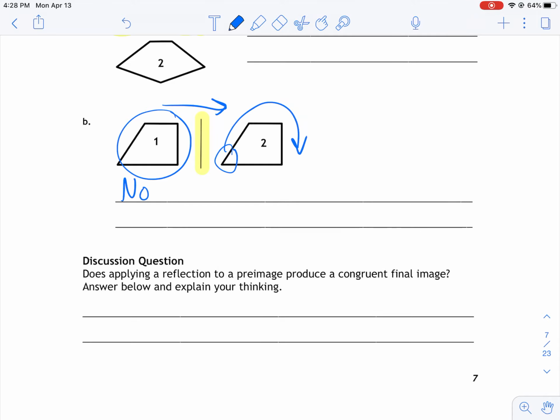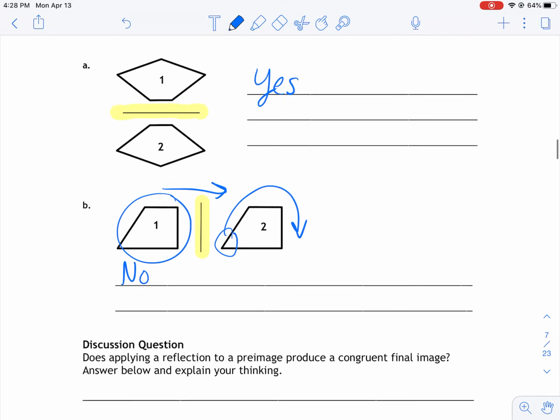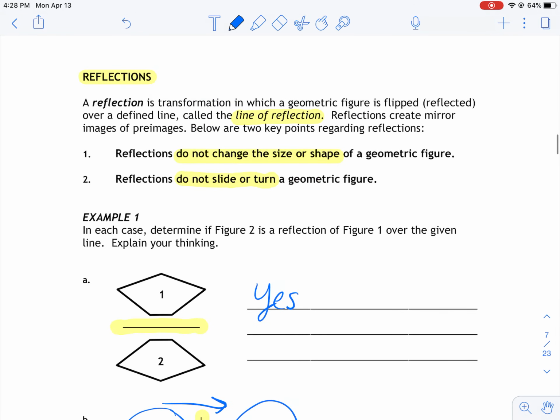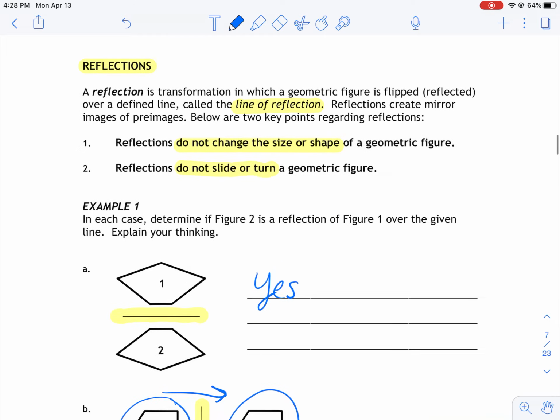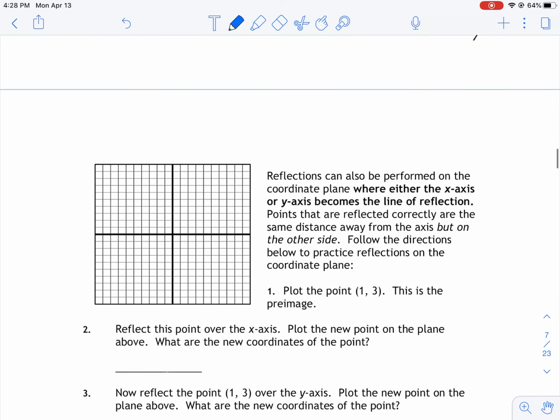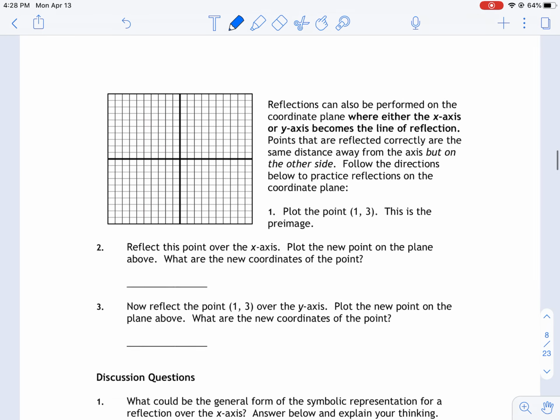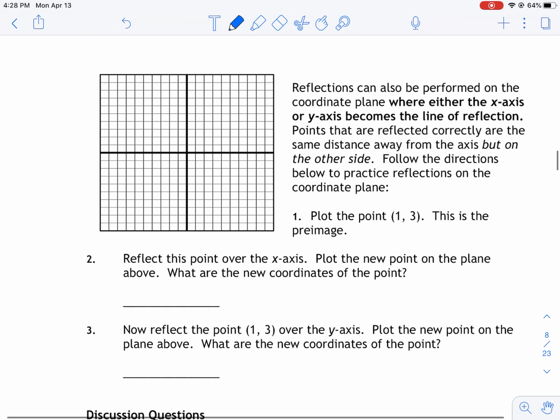For the discussion question, does a reflection produce a congruent final image? Yes, it does. We just talked about that. It does not change size and shape, and does not slide or turn. So it does not change size or shape. That produces a congruent final image. Let's talk about reflections on the coordinate plane.